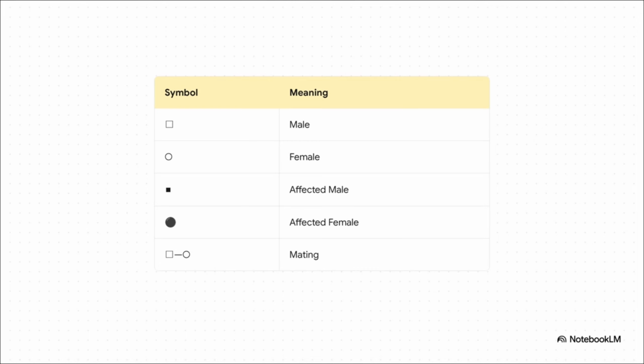Now, it might look a little complicated at first, but there's a standard set of symbols everyone uses. A square is a male, a circle is a female. If the symbol is shaded in, it means that person is affected by the trait we're studying. And the lines, well, they connect parents to their children. It's basically a visual language for genetics.